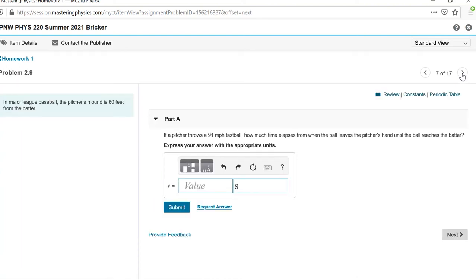Next one, Major League Baseball, the pitcher's mound is 60 feet from the batter. If a pitcher throws a 91-mile-per-hour fastball, how much time elapses from when the ball leaves the pitcher's hand until it reaches the batter? Okay, so you know you're going at 90 miles per hour, and we're traveling 60 feet. How long does that take? Okay, so the speed is the distance divided by the time. You have to figure out the time for this one. Just be careful with the units. This is 60 feet. This is 91 miles per hour, and we want the answer in seconds.